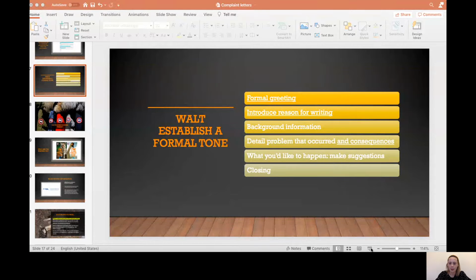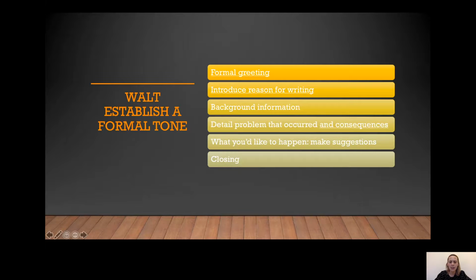First, I'm going to share my screen with you so that you can see who we're complaining to in today's lesson. Now, as you can see, our objective today is to establish a formal tone. My turn. Formal tone. A formal tone, as we discussed yesterday, means writing in standard English without the slang and without any abbreviations where possible. To remind you, here's the structure for writing a complaint letter.